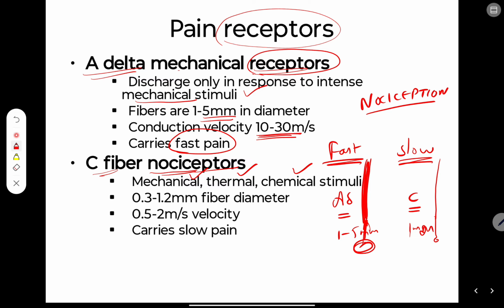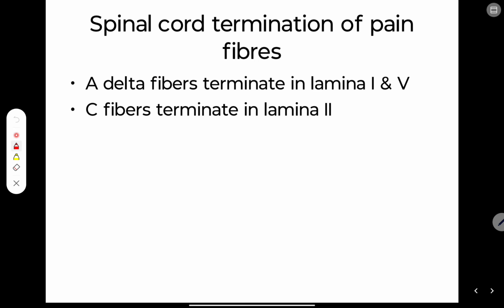Because if you understand receptors, then we'll go into the pathway later. The impulses are carried from the receptors by the nerve fibers and reach the spinal cord. Now the question is where exactly they terminate in the spinal cord. To understand that, we'll first understand a little bit about the spinal cord.